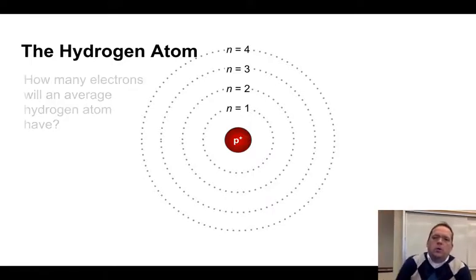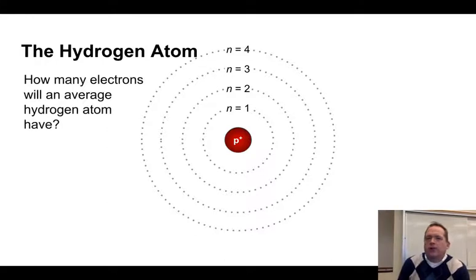So, question, how many electrons would be in your average hydrogen atom? If you want to pause this and think about it for a moment, it'd be a good review. Well, if hydrogen is electrically neutral, that means I need to have the same amount of positive charge and negative charge. And so if there's one proton in the center of the nucleus, then there's going to be one electron that is associated with that hydrogen atom.